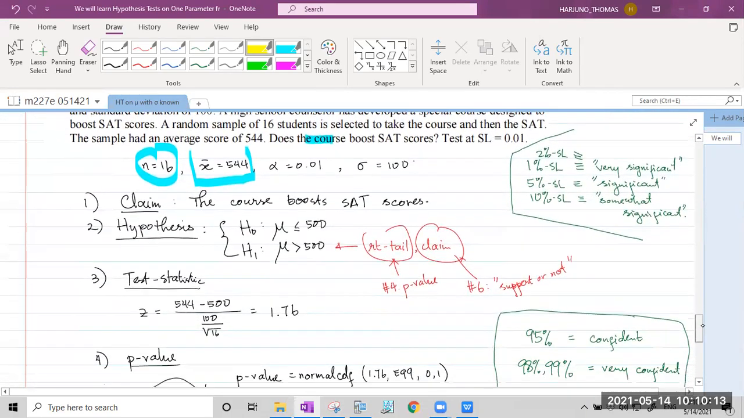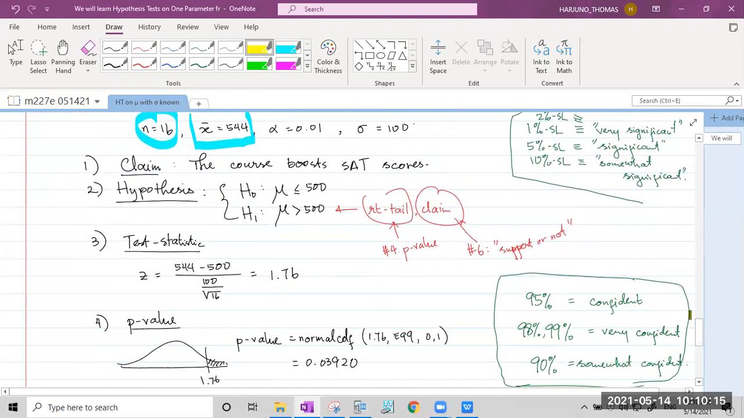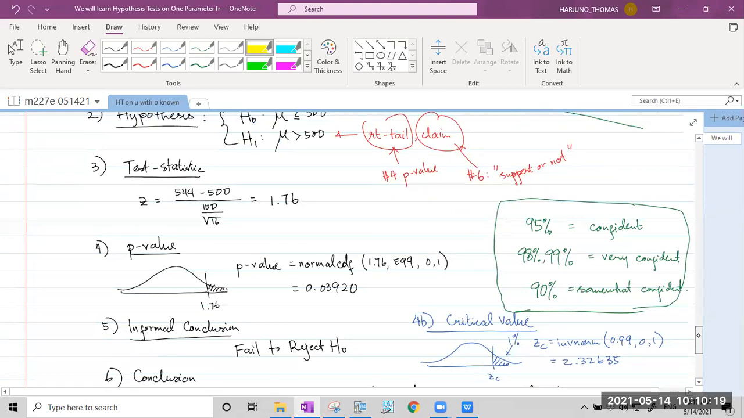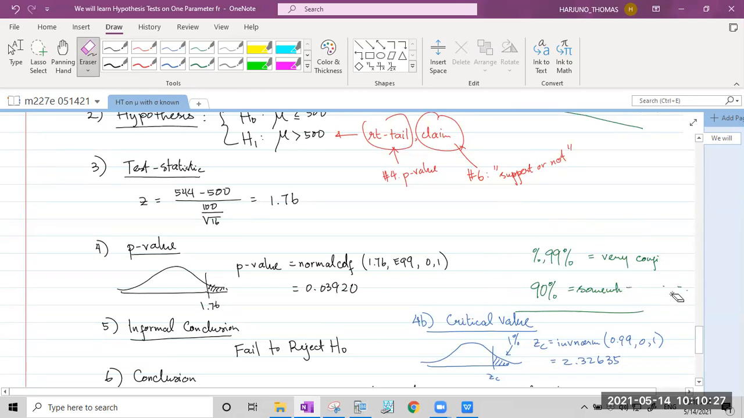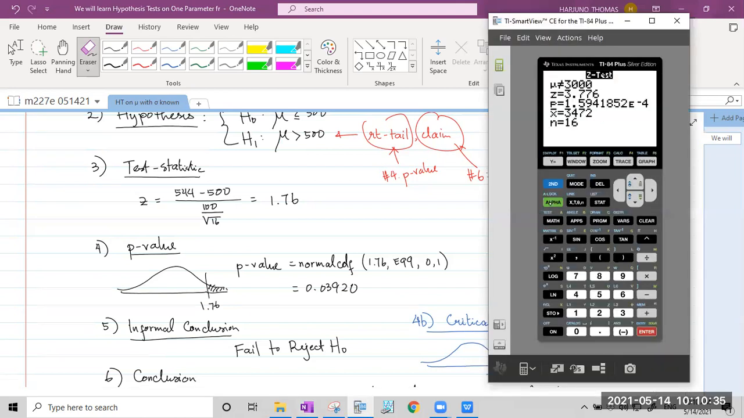Question number 3. So your calculator cannot make this decision for you. Your calculator cannot make the decision for you. That's why you still need to write that 1, 2, 3, 4, 5, 6, because your calculator only gives you the result for step 3 and step 4. It doesn't tell you how to get those.